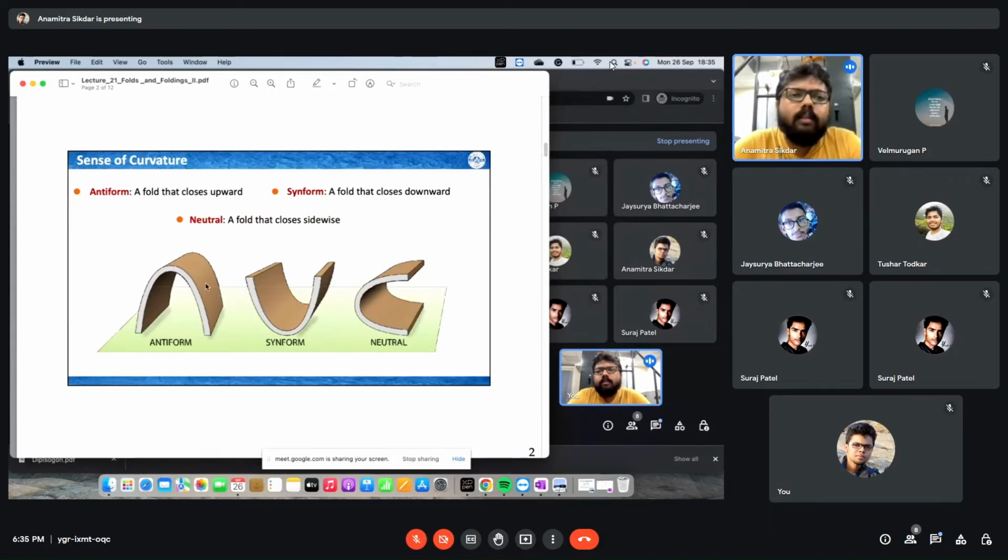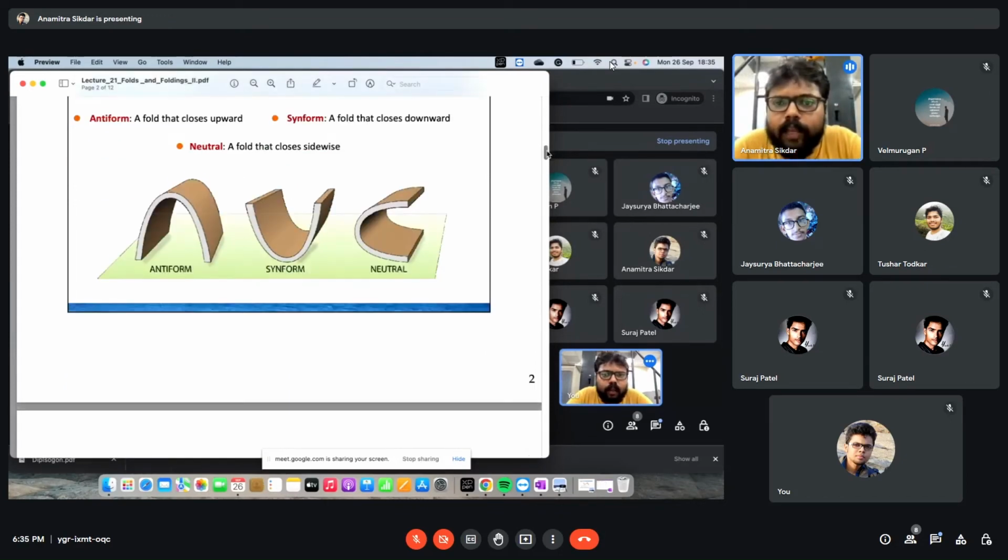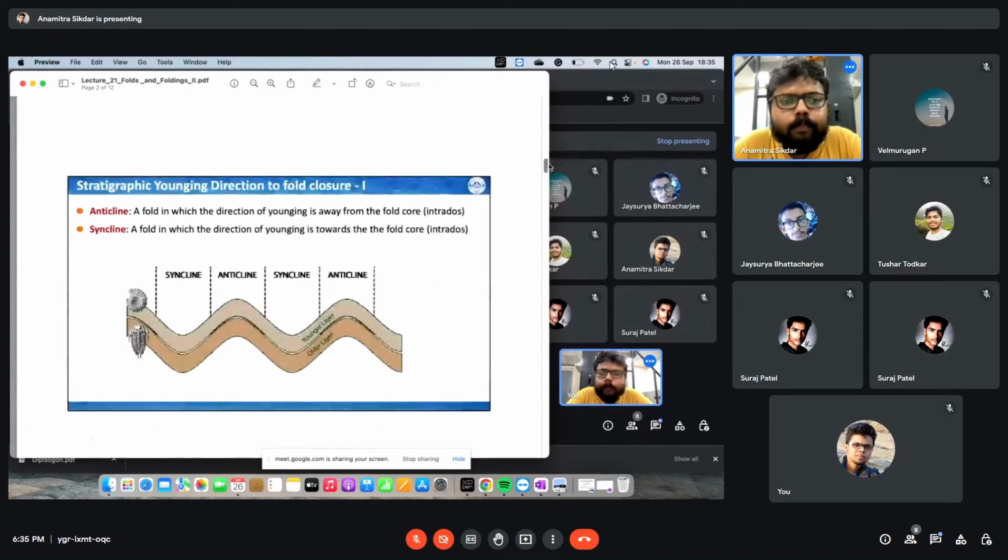Say, for example, if a fold closes upward, standing upright in this position, this is called an antiform. If it's like this, then we call it a synform, as I showed today in the map. The neutral fold is neither a synform nor an antiform, it's just lying on one side, right?